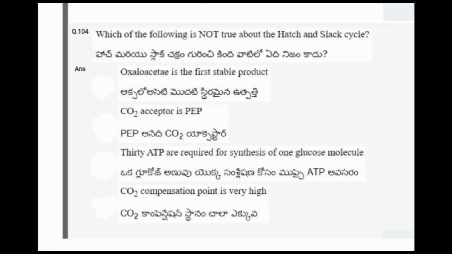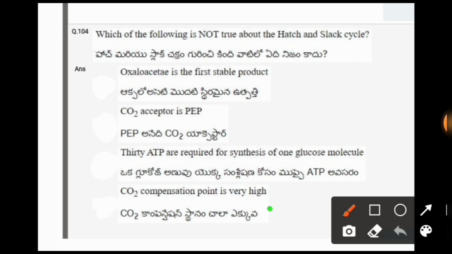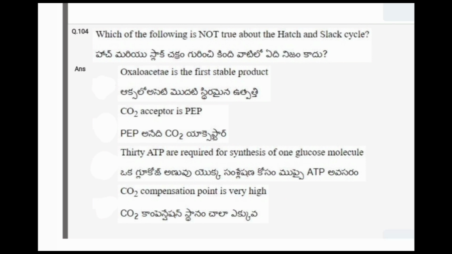Next question. Which of the following is not true about the Hatch-Slack cycle? The options are oxaloacetate is the first stable product, CO2 acceptor is PEP, 30 ATP are required for synthesis of one glucose molecule, CO2 compensation point is very high. The correct option is the fourth one, that is CO2 compensation point is very high.